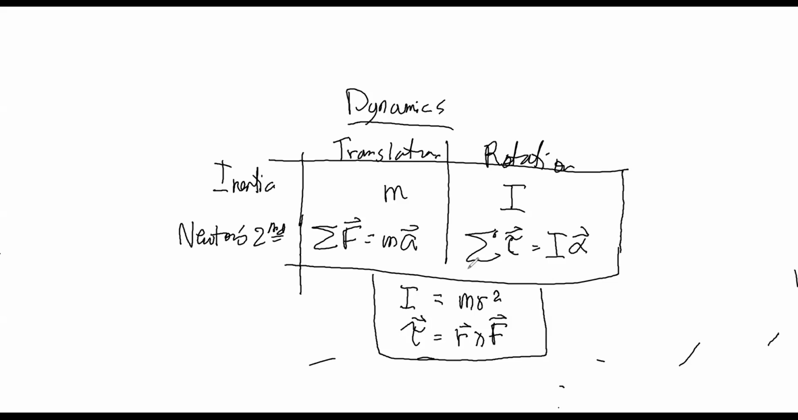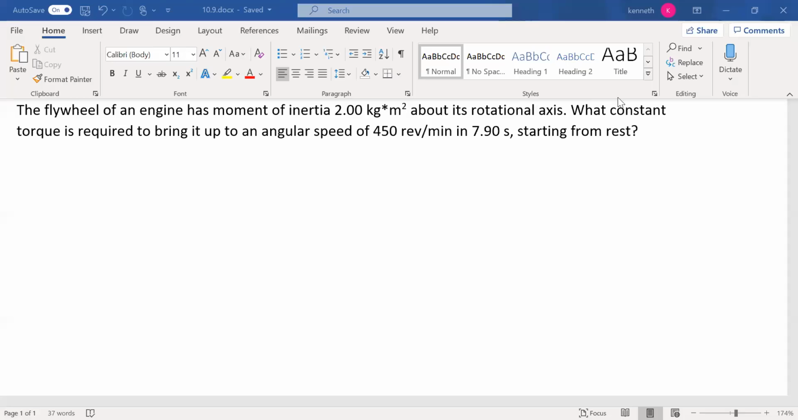Let's apply that then to a problem from the text, number 10.9. It reads: the flywheel of an engine has moment of inertia 2 about its rotational axis. What constant torque is required to bring it up to an angular speed of 450 revolutions per minute in 7.9 seconds, starting from rest? So we write all of this information out.